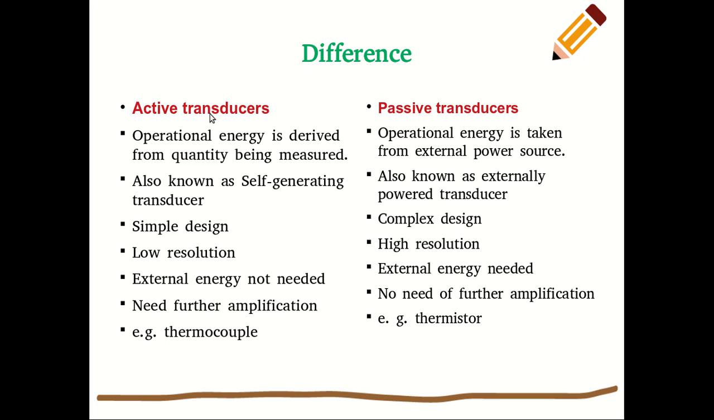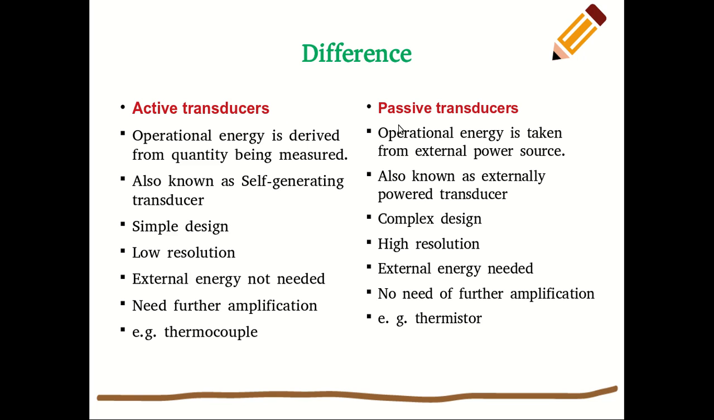The output signal coming from the active transducer is so weak that one needs further amplification of that output signal. Whereas in case of passive transducers, the output signal is much better, so that it doesn't require any further amplification process. So these are the examples. Thermocouple is an active transducer. Thermistor is a passive transducer. So these are a few differences of active and passive transducers.